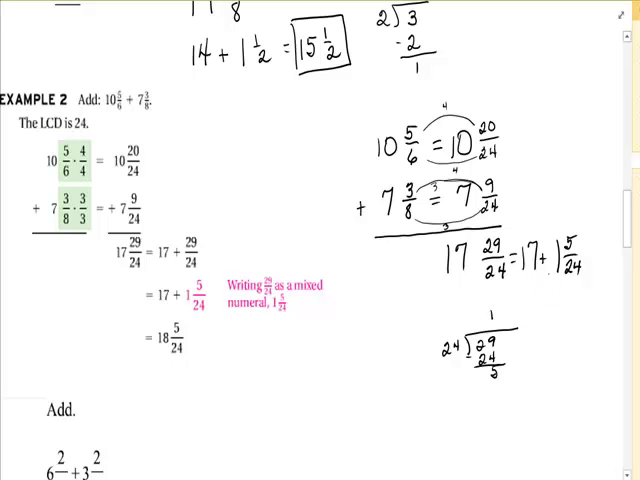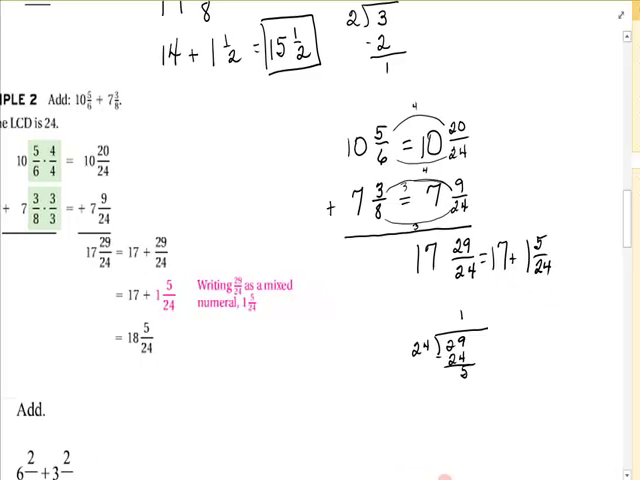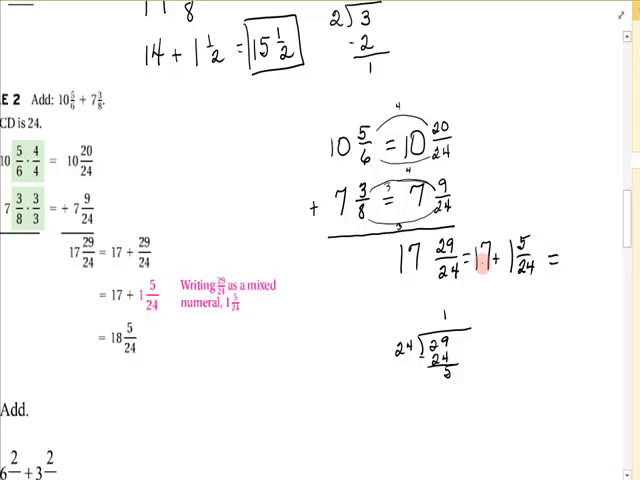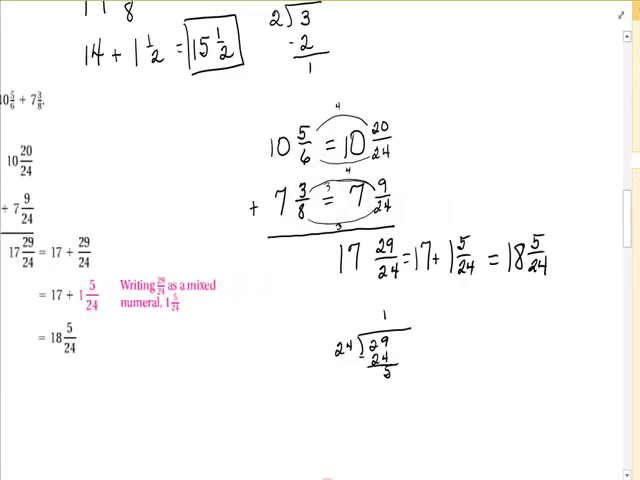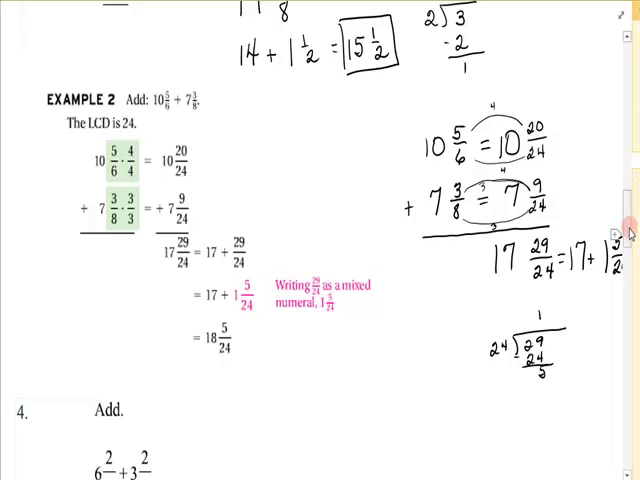That means that my final answer is 17 and 1 is 18 and 5 24ths. And if you look over here, you will see exactly the same things. All right, let's go back and see what some of our problems are.